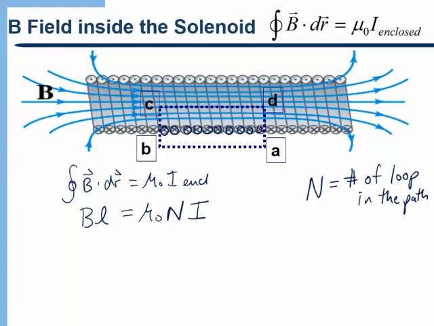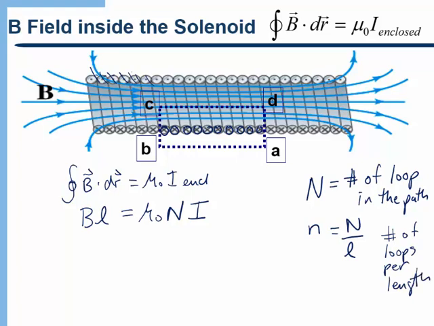Now, oftentimes we write this instead as little n, where little n is the number of loops per length. So literally, if you had a solenoid, you can count how many loops there are, 1, 2, 3, 4, 5, 6, 7, per a given length. And so we write that as little n, the number of turns or number of loops per length.